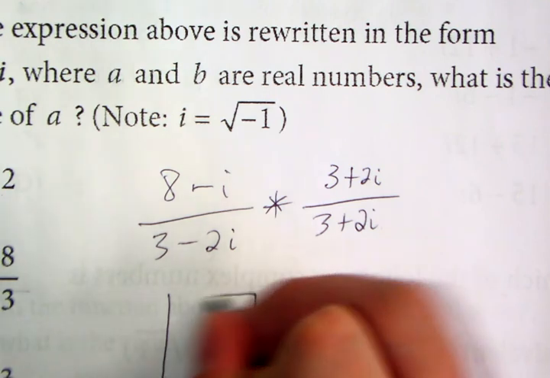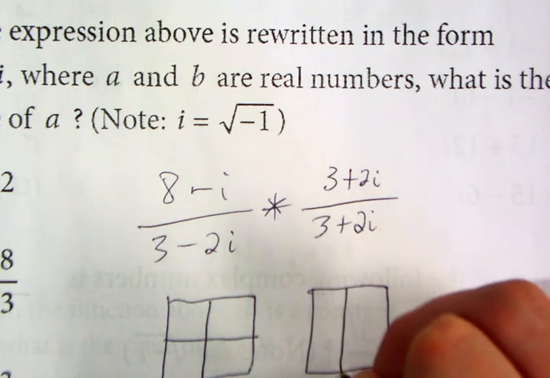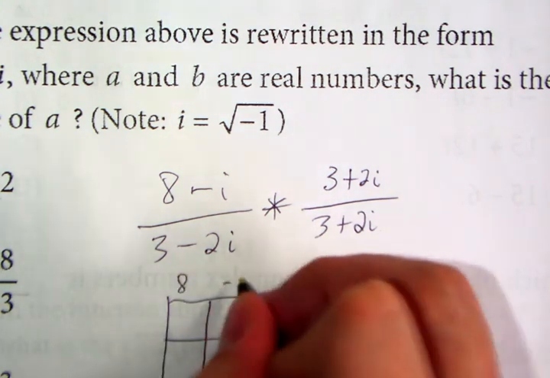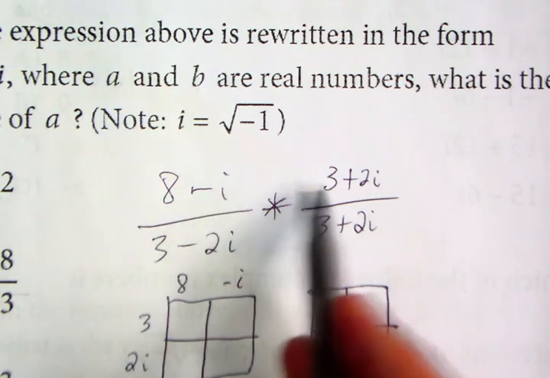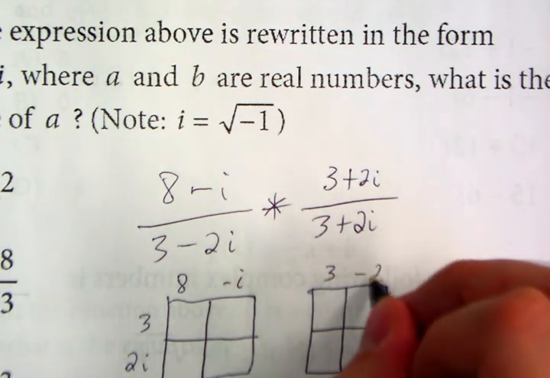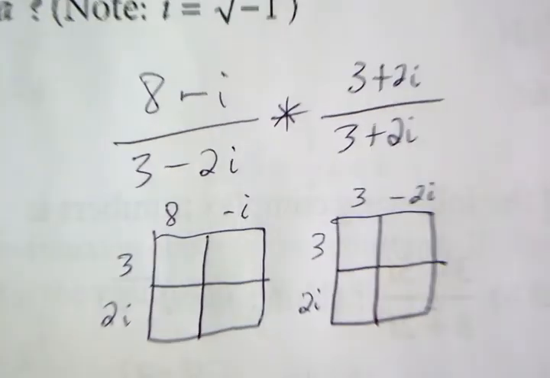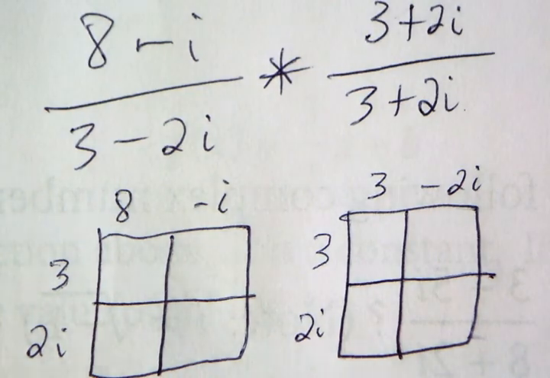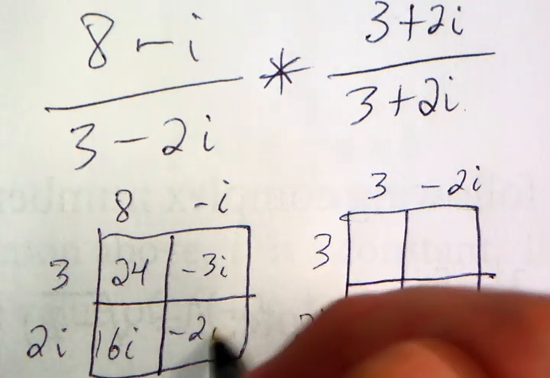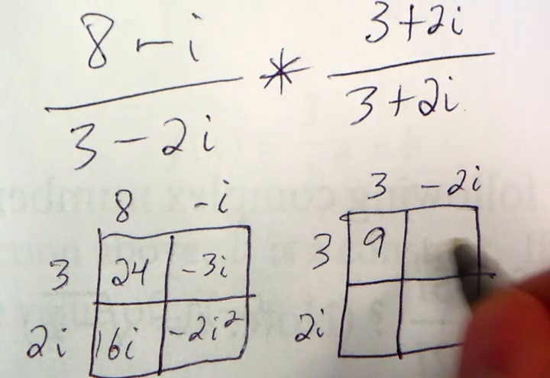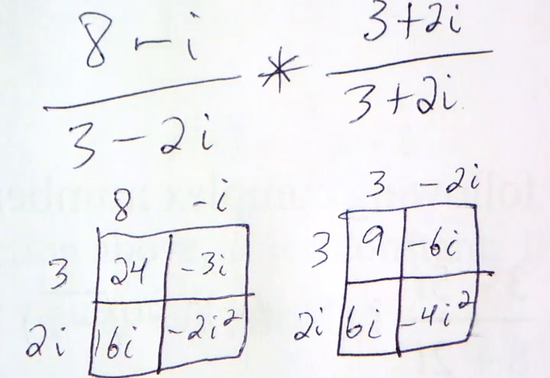Let's use the box method twice. Here on the left we have 8 and a negative i, 3 and a 2i, all this is coming straight across the top, 3 minus 2i, and 3 plus 2i. Box method is set up. We have 24, negative 3i, 16i, negative 2i squared, 9, negative 6i, 6i, and negative 4i squared.